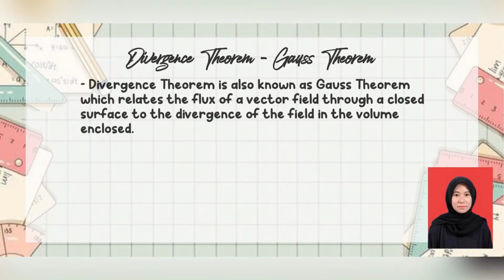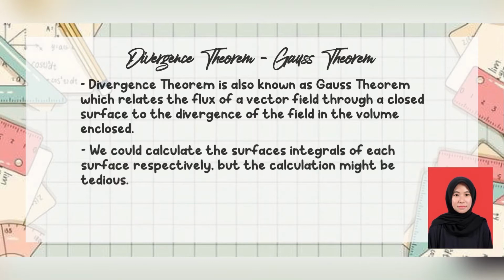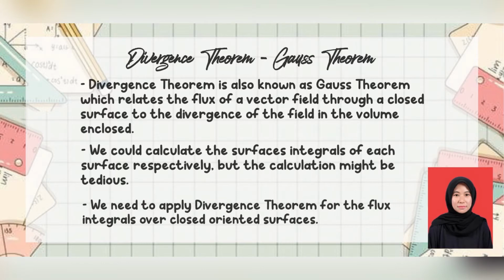The divergence theorem, also known as Gauss's theorem, relates the flux of a vector field through a closed surface to the divergence of the field in the volume enclosed. We could calculate the surface integrals of each surface respectively, but the calculation might be tedious. Hence, we need to apply the divergence theorem for the flux integrals of closed oriented surfaces.